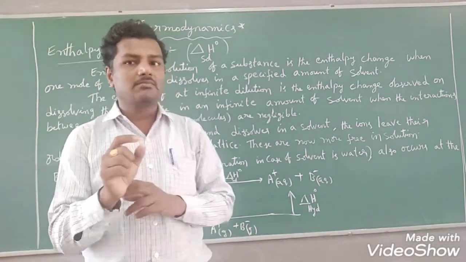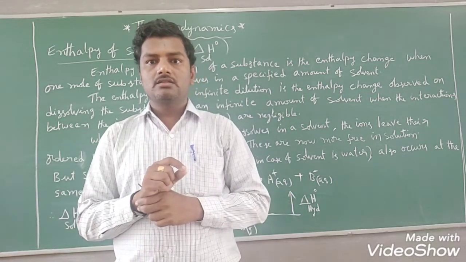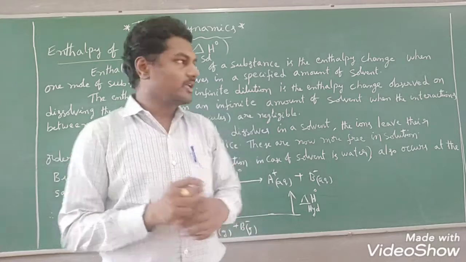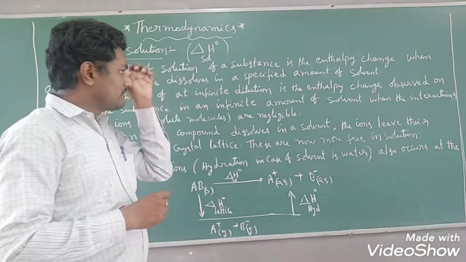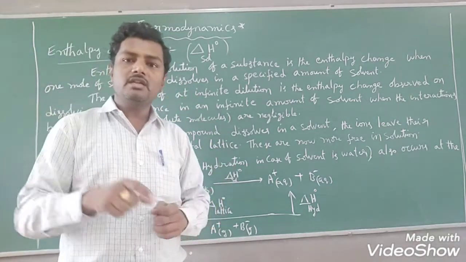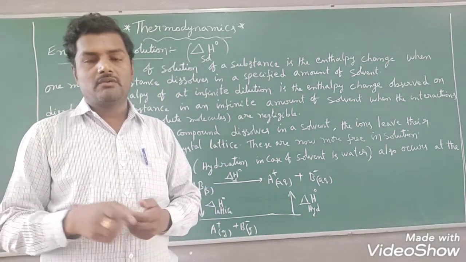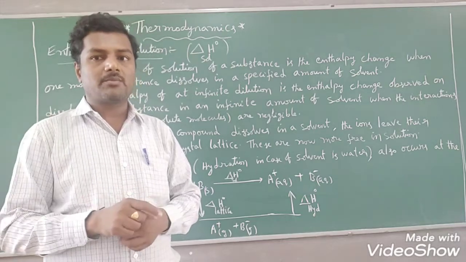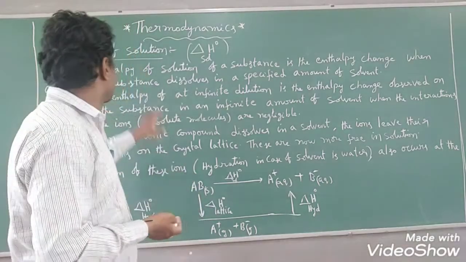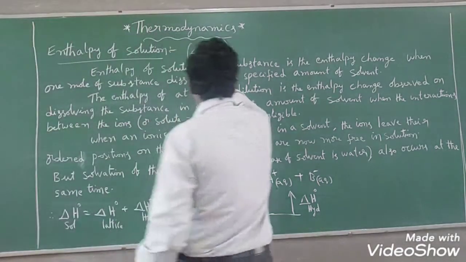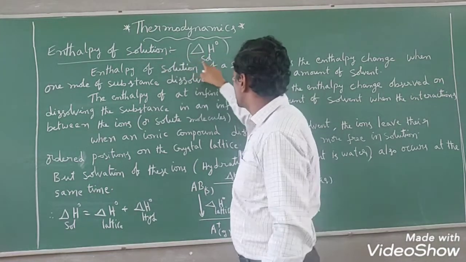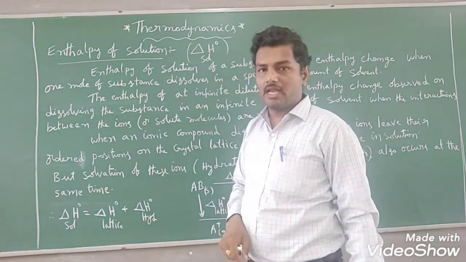In that word itself, solution means the homogeneous mixture of two or more substances. We know that already. The enthalpy of solution of a substance is the enthalpy change when 1 mole of substance is dissolved in a specified amount of solvent. When 1 mole of substance is dissolved in a specified amount of solvent, how much enthalpy is changed during that process? That we can call the enthalpy of solution. We denote it with delta H naught solution. The process is solution, so that's why we represent it as delta H naught SOL.